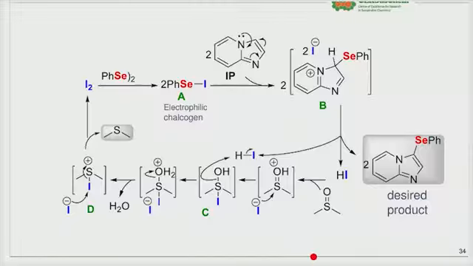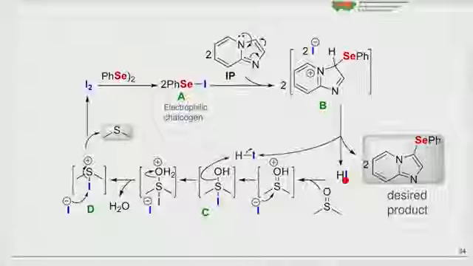Based on these experiments and some literature, we proposed a mechanism for this transformation, which begins from the reaction of molecular iodine with dichalcogenide, diselenide, forming the electrophilic species A, which is attacked by the heteroarenes, in this case imidazopyridines, forming the species B. Species B, with the release of HI, forms the product.